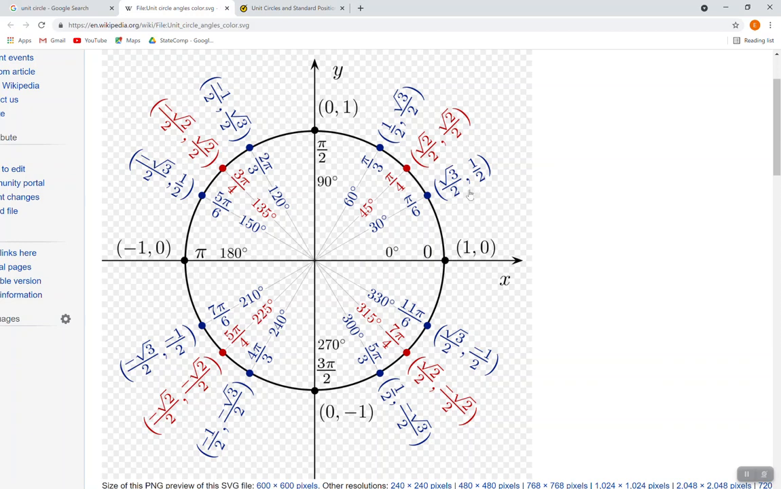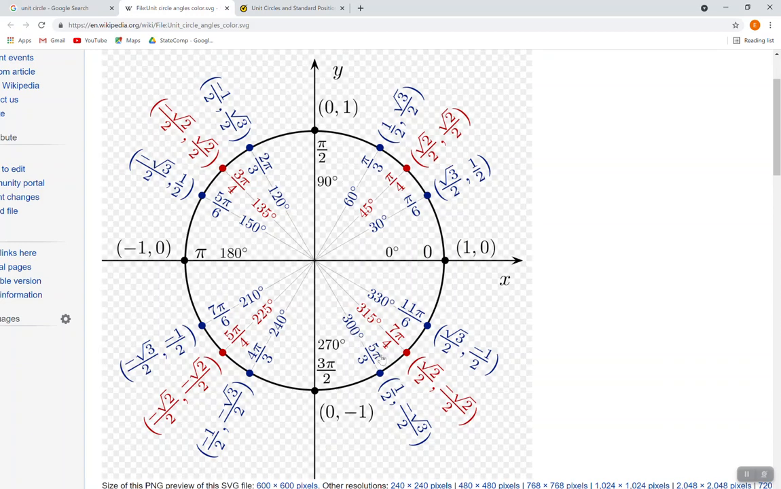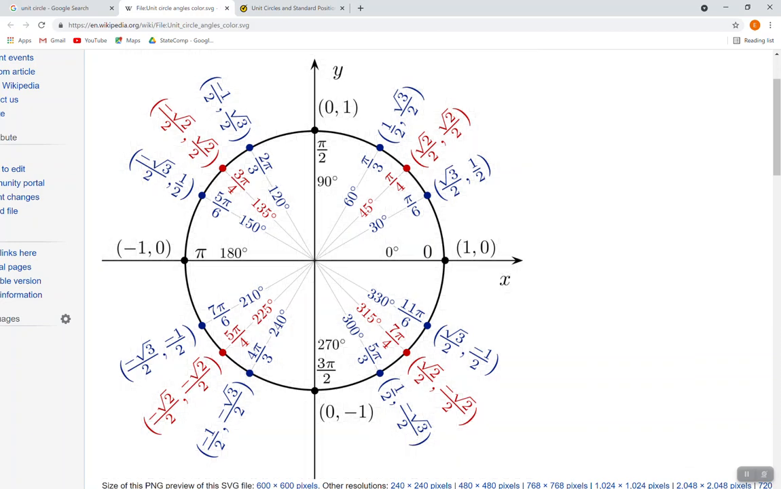Does that make sense? What is sine of 150 degrees? Also 1/2. That's the y value for 150 degrees. Sine of 300 degrees, which is the same as 5 pi over 3, would be negative square root of 3 over 2. Does that make sense? So the y values give you what the sine is of each of those angles. All right.